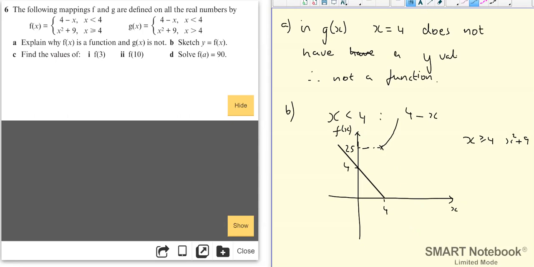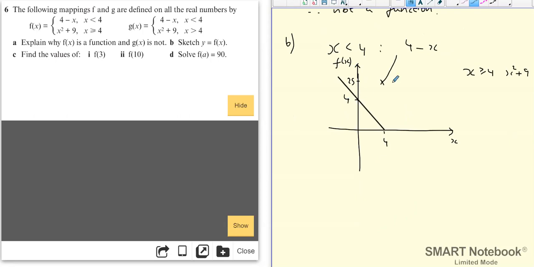Can you let me know in the chat if you are happy with this sketch? I'm just going to draw the bit for 4 again. That looks more like a quadratic, and that y value there is 25. Now, so we've sketched it. So just make sure you understand that for certain x values, you're going to draw certain graphs, is what this is trying to tell us.